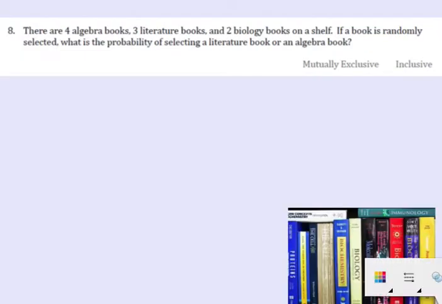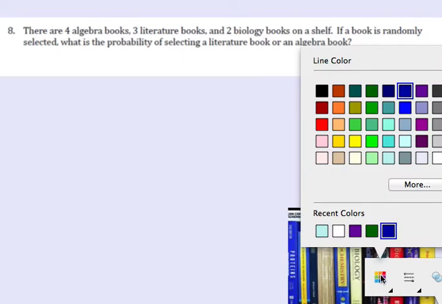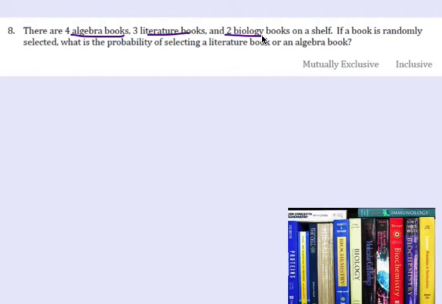So let's take a look at number 8. It says there are 4 algebra books, 3 literature books, and 2 biology books on a shelf. If a book is randomly selected, what is the probability of selecting a literature book or an algebra book? Can you be a literature book and an algebra book?